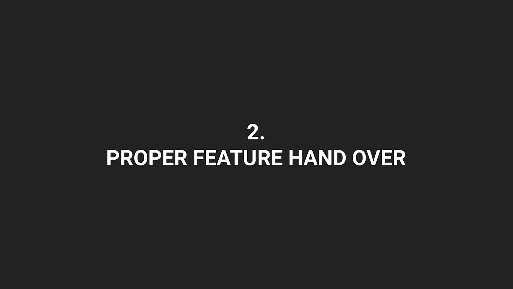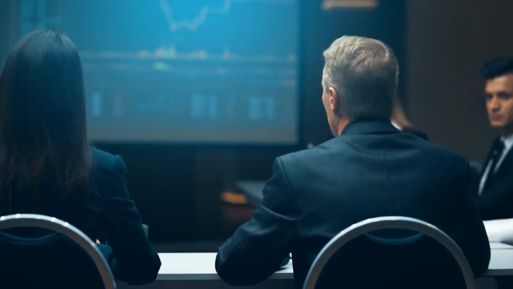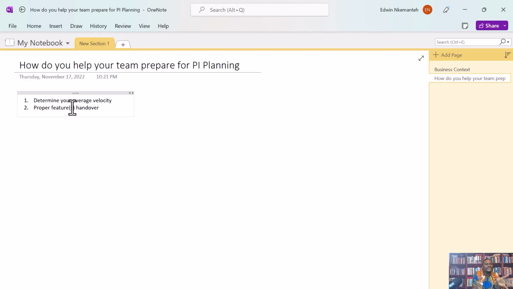Number two, make sure that there is what we call proper feature handover. What do we mean by that? Before PI planning, during the IP sprint, the innovation and planning sprint, which is usually the last sprint of every program increment, make sure that you're working with your business owners and the release train engineer so that there is a proper feature handover to your teams. Your team should know what features they will be planning during the 2 days, what features they will be taking into PI planning.